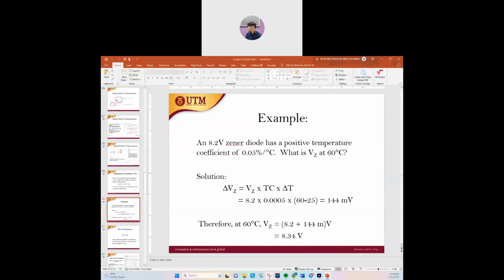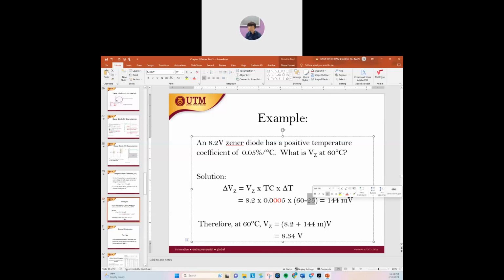Solution: delta V is equal to VZ times TC times delta T. Here VZ is the Zener voltage, which is 8.2. Then TC is 0.05% because this one is in percent value, so that's why it is 0.05 divided by 100. That's why you have another two zeros here, because it's percent. Then the change in temperature is 60 minus 25, since 25 is room temperature. So you get delta VZ as 144 millivolts.